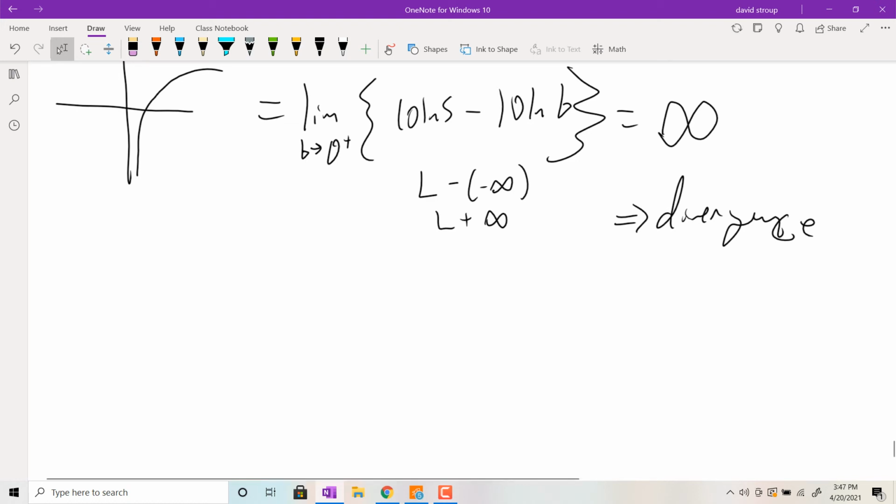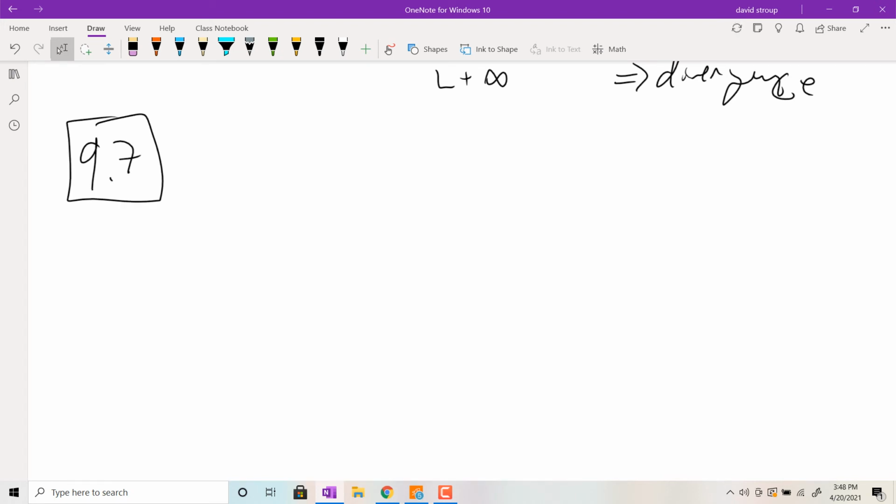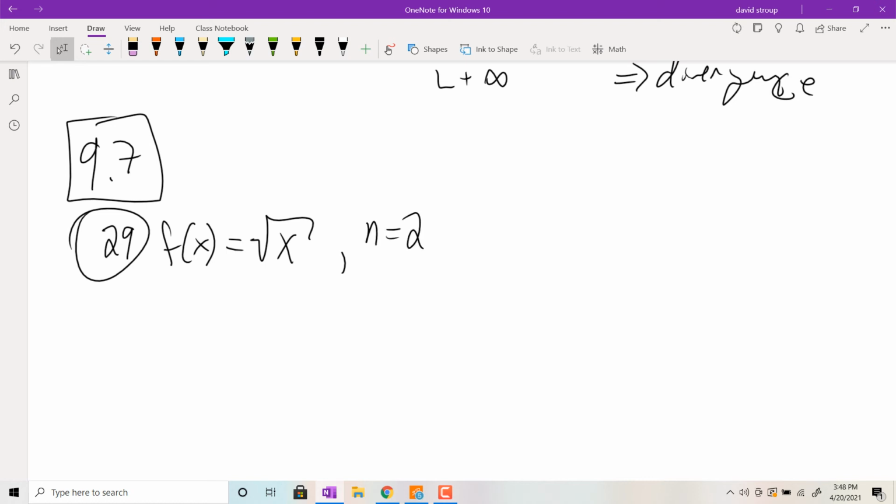Then we're fast forwarding to 9.7, where we're doing Maclaurin and Taylor polynomials, so that we could use those then to do approximations for these weird things like the square root of 2. So anyways, the square root of x is what we want to do a Taylor polynomial for. The degree is 2, so you have to go up to x squared, and then the center is 4. So it's Taylor. Okay, so here we go.